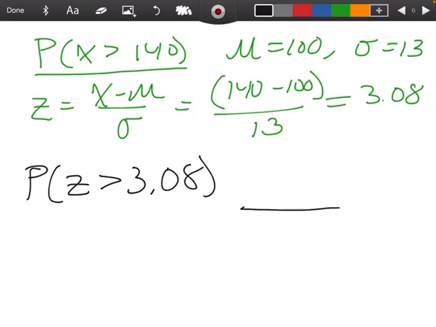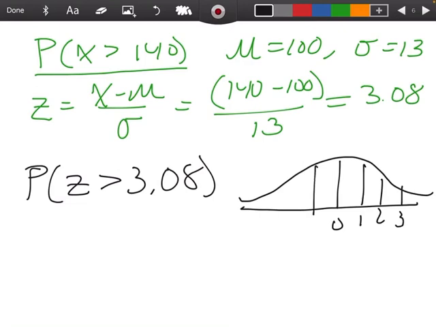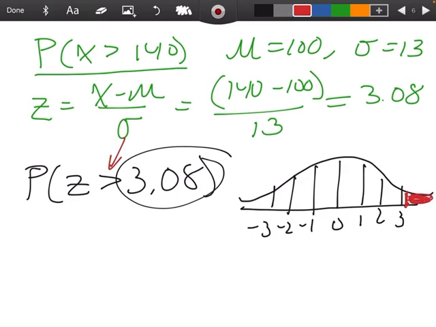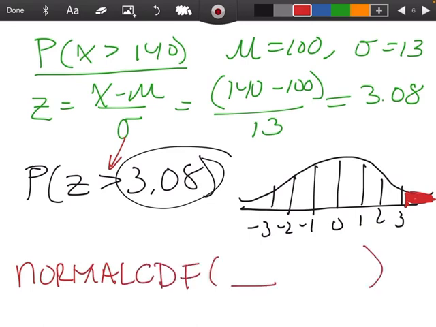Here's my beautiful picture of my normal curve, right? And 1 and 2 and 3 and minus 1, minus 2, and minus 3. And I'm looking for 3.08, right? So 3.08 is just going to be just to the right of 3. And because it is greater than, I'm looking for the area to the right, okay? So one more time. Remember, I'm going to go normal CDF, right? Remember, we're going to have a lower number and an upper number. So where are we starting at?